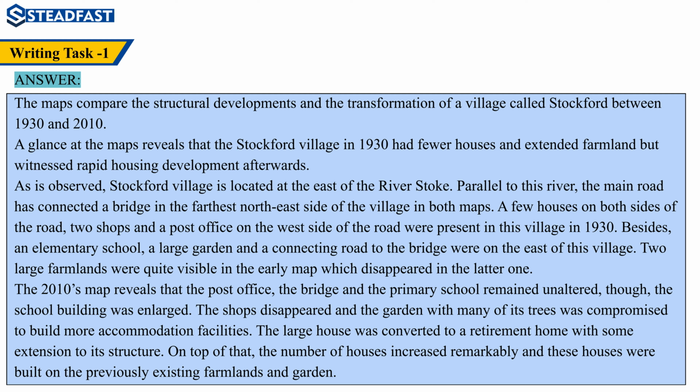The 2010 map reveals that the post office, the bridge, and the primary school remained unaltered, though the school building was enlarged. The shop disappeared and the garden with many of its trees was compressed to build more accommodation facilities. The large house was converted to a retirement home with some extension to its structure. On top of that, the number of houses increased remarkably, and these houses were built on the previously existing farmland and the garden.